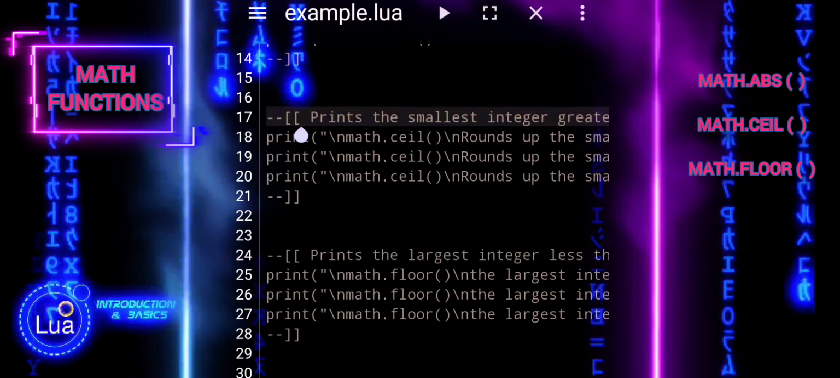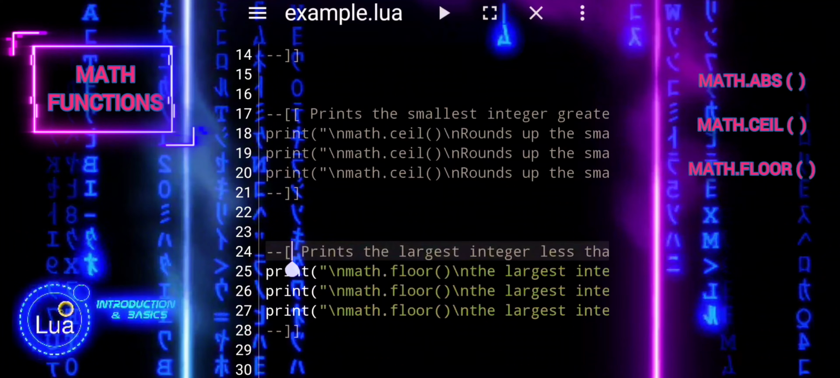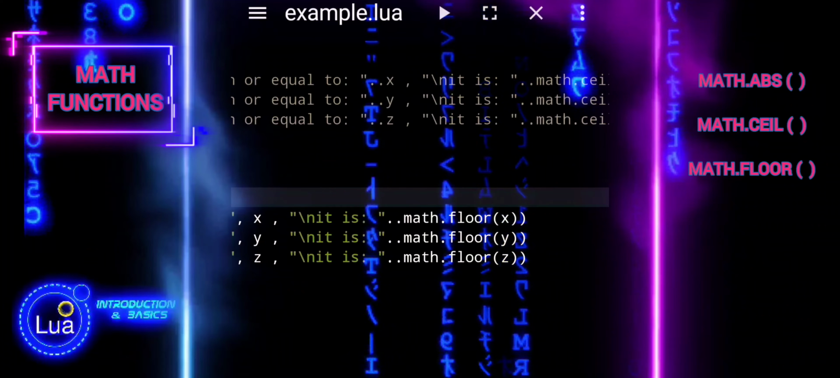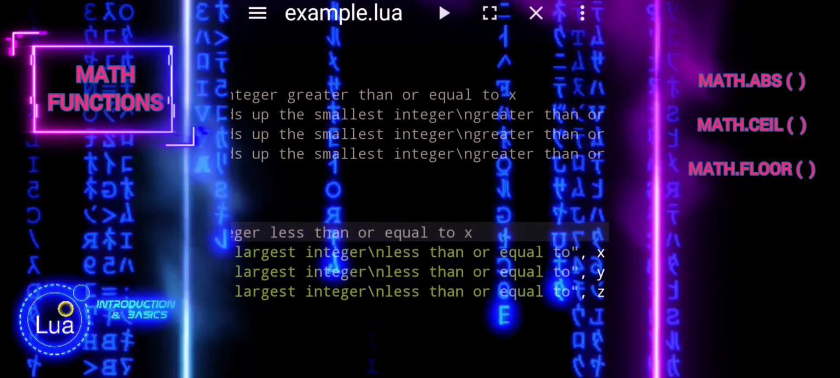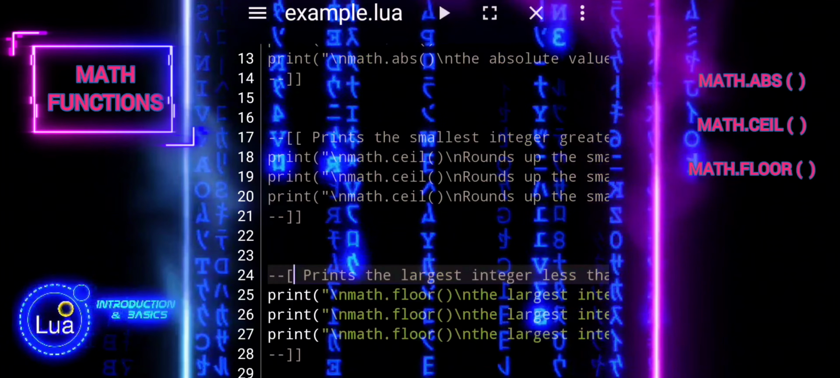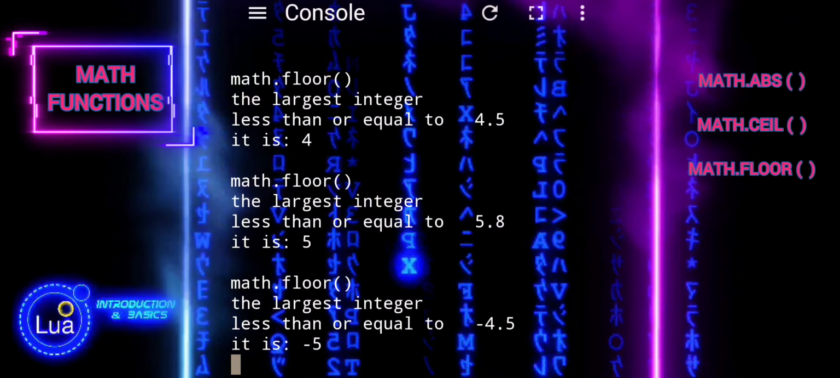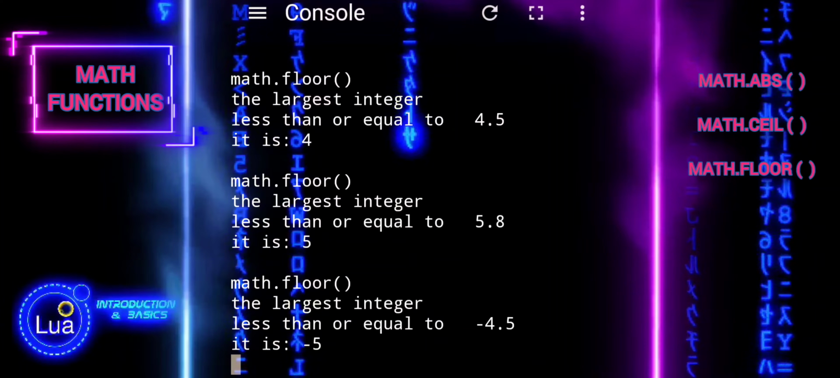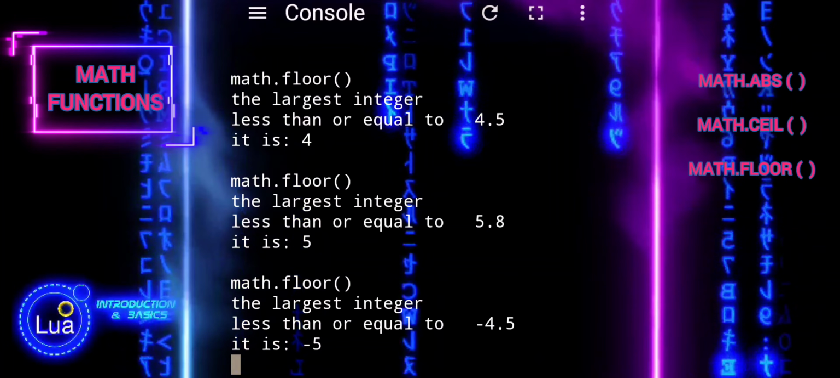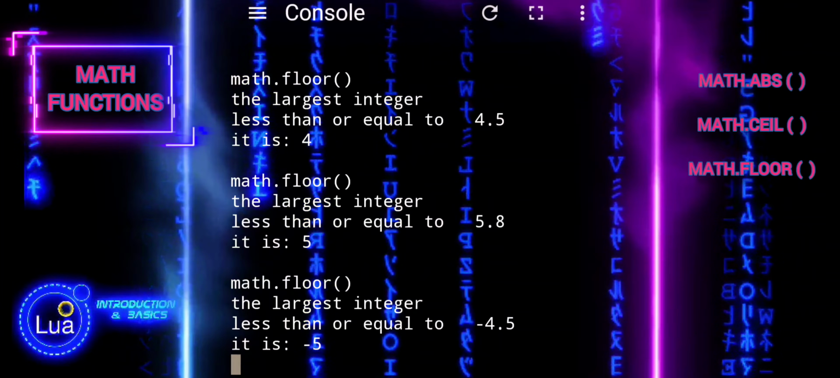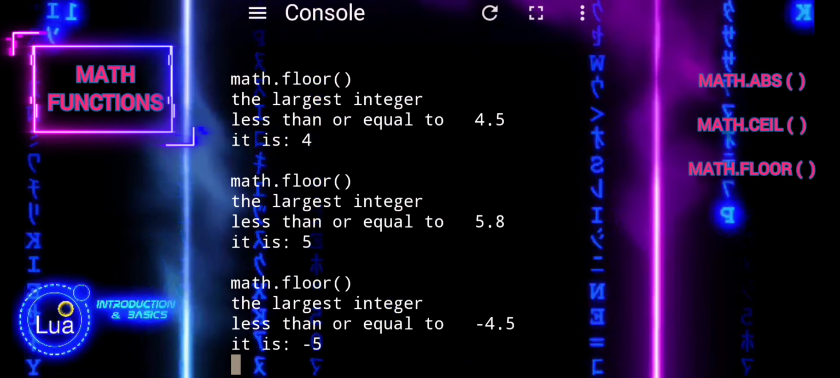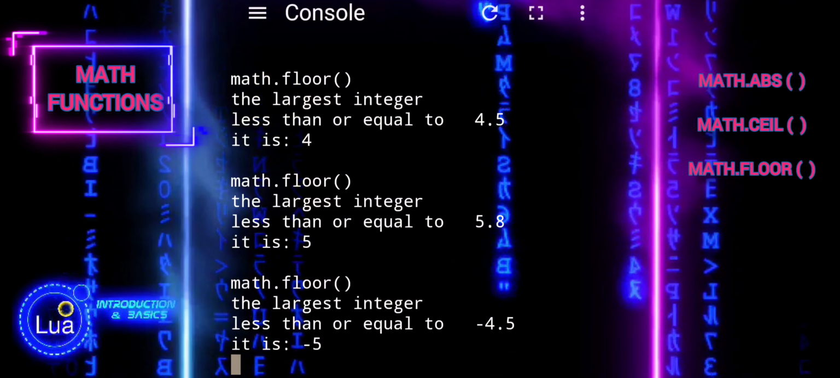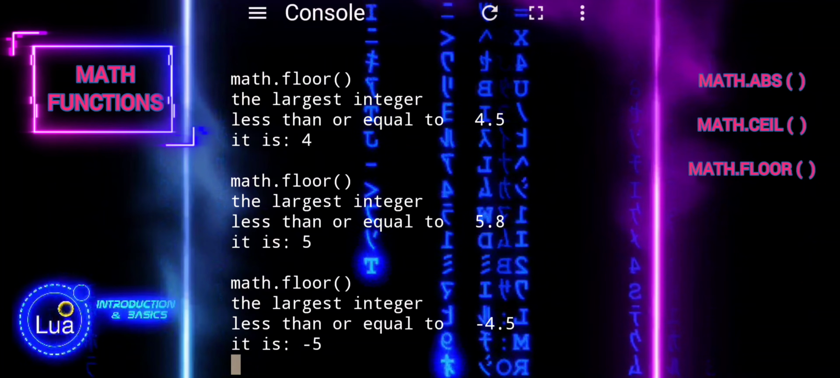Variable x equals 4.5. The math.floor function returns the largest integer less than or equal to 4.5. The result is 4, because 4 is the largest integer that is less than or equal to 4.5. Variable y equals 5.8. Again, math.floor returns the largest integer less than or equal to 5.8. The result is 5, because 5 is the largest integer that is less than or equal to 5.8.